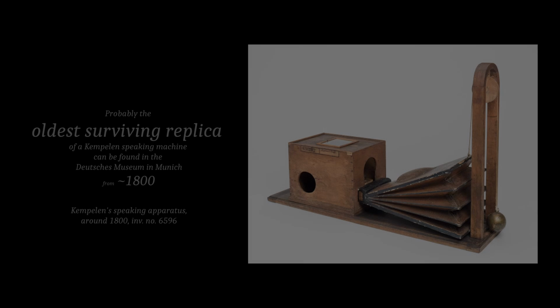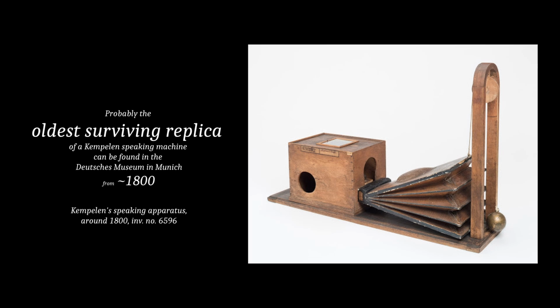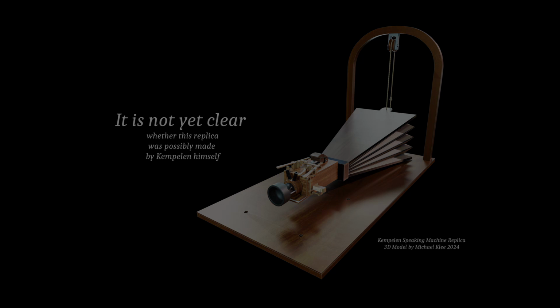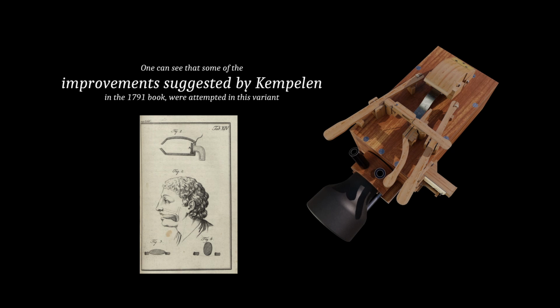Six. Replicas. Probably the oldest surviving replica of a Kempelen speaking machine can be found in the Deutsches Museum in Munich, dated from 1800. It is not yet clear whether this replica was possibly made by Kempelen himself. One can see that some of the improvements suggested by Kempelen in the 1791 book were attempted in this variant.